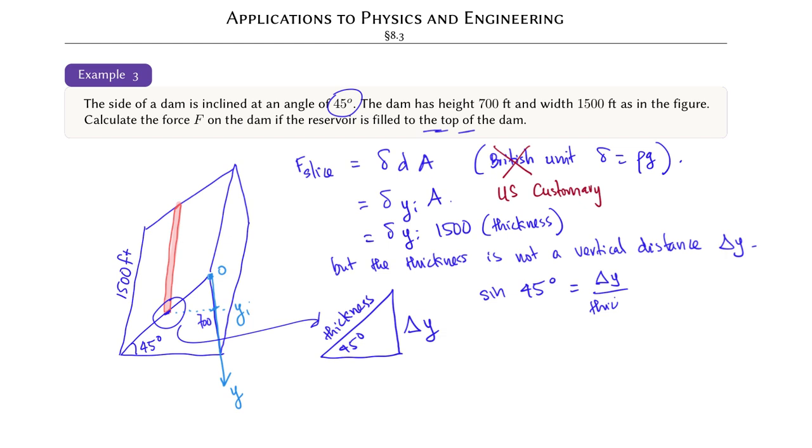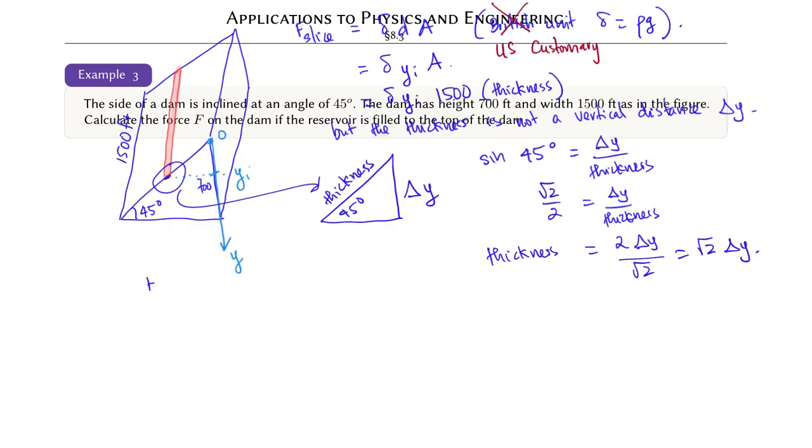Using trigonometry, sine of 45 degrees is delta y over the hypotenuse, which is the thickness. Sine of 45 degrees is root 2 over 2. Thus, root 2 over 2 equals delta y over the thickness. And we're interested in the thickness. The thickness is 2 delta y over the square root of 2, which is the square root of 2 times delta y. Thus, the force on the slice is delta times yi, and the area is 1500 times the thickness, square root of 2 delta y.